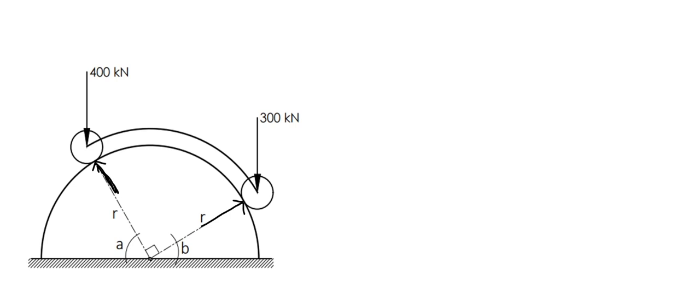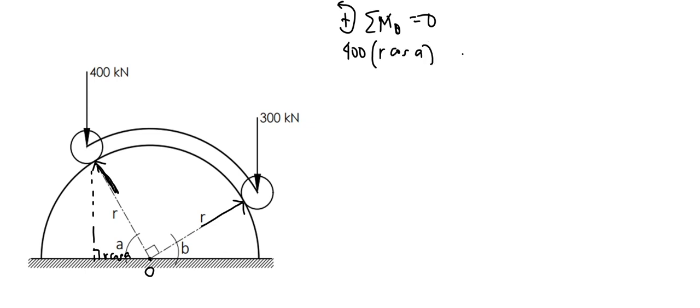So since we are only interested in solving for the angle A and B, we're going to take moment at point O so that these two forces here will not be taken into consideration in our equation. So taking summation moment at point O equal to 0, taken counterclockwise to be positive, we have the 400 Newton force times the moment arm distance that is equal to R cosine of A, minus, because this is clockwise, 300 times the moment arm distance equal to R cosine of B.